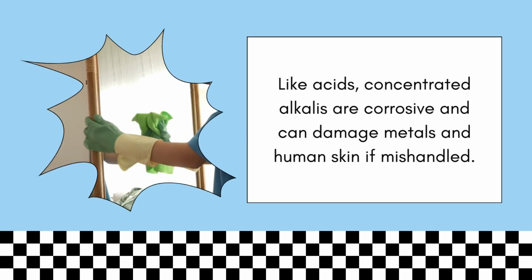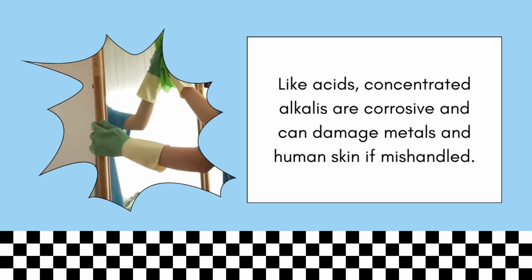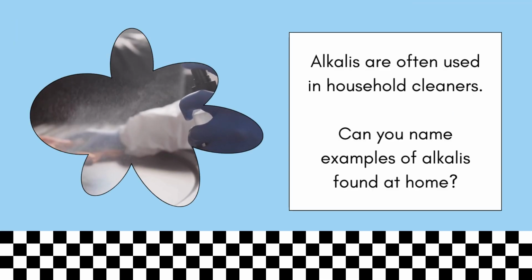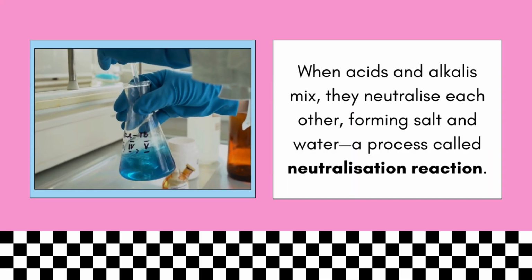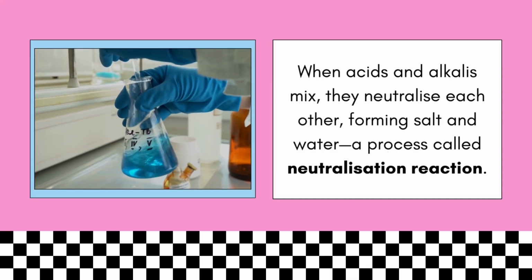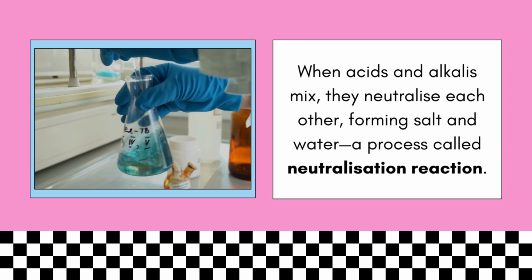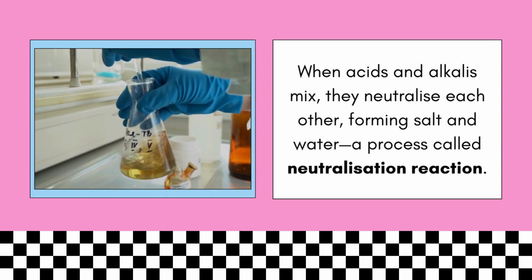Like acids, concentrated alkalis are corrosive and can damage metals and human skin if mishandled. Alkalis are often used in household cleaners. Can you name examples of alkalis found at home? When acids and alkalis mix, they neutralize each other, forming salt and water, a process called neutralization reaction.